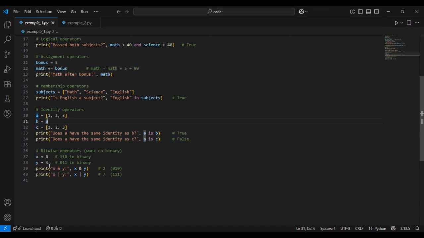Finally, we have x equals 6, y equals 3. We are applying the bitwise AND operator, x and y. You can see here, this will give 0, this will give 1, and this will give 0, so the answer will be 0 1 0, which is 2 to the power of 1, which is 2. And we are applying the OR operator, which checks if at least one bit in both numbers is 1. So this is 0 and 1, so this will be 1. Both are 1, so this will also be 1. And that is 1, so this will be 1. So this will be 1 1 1, which is 7.